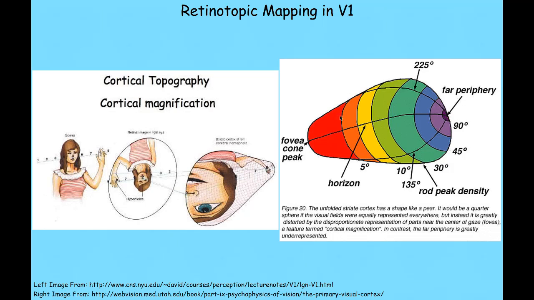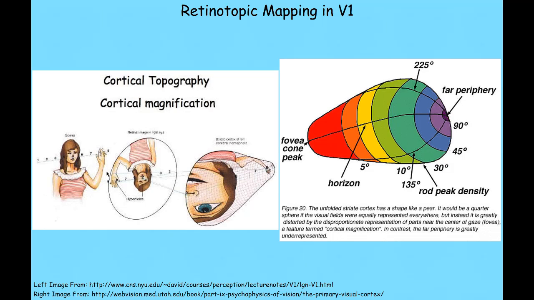Here you're looking at the relative distance from the foveal cone peak, the center of the fovea, and you're seeing how much of that cortex is used to represent 5 degrees, and then 10 degrees, and then 30 degrees, and so on. As you move farther and farther away from that foveal cone peak, we have smaller and smaller bits of our visual cortex being used to represent that area, so the resolution gets worse and worse.